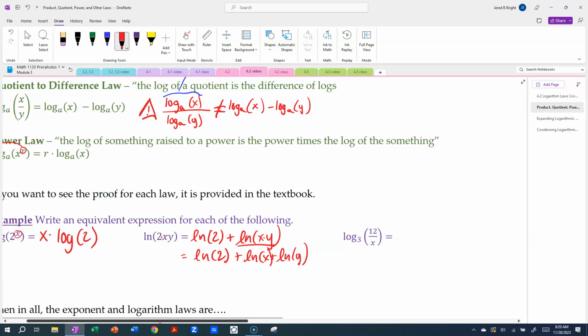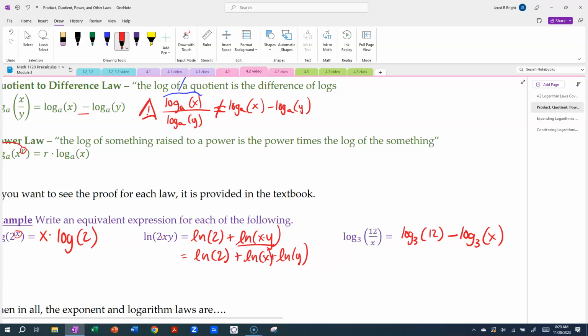Next, log base 3 of 12 over x. I recognize that there's division. That's a quotient, so that becomes log of the numerator, log base 3 of 12, minus log base 3 of the denominator, x. Could I go further? Well, I maybe could. I'm not going to for right now, so I'm going to consider this done.